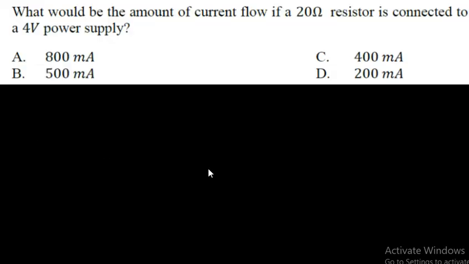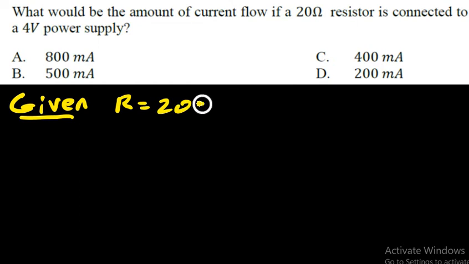The first question: what will be the amount of current flow if a 2 ohm resistor is connected to a 4 volt power supply? So what we are going to do here, first of all, let us try to extract what is given here. The givens: the resistor is given to you, 20 ohm, and the volt is also given to you, 4 volt.